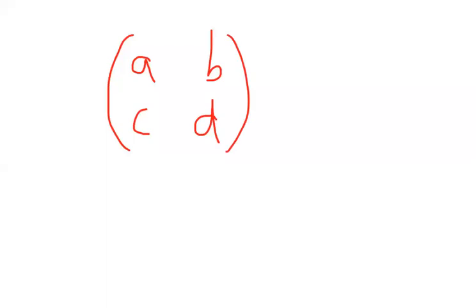So if we have the matrix as A, B, C, D, that's our matrix. The way we find the inverse is first we need to find the determinant. So the determinant is just AD minus BC. Just like that. Very simple.